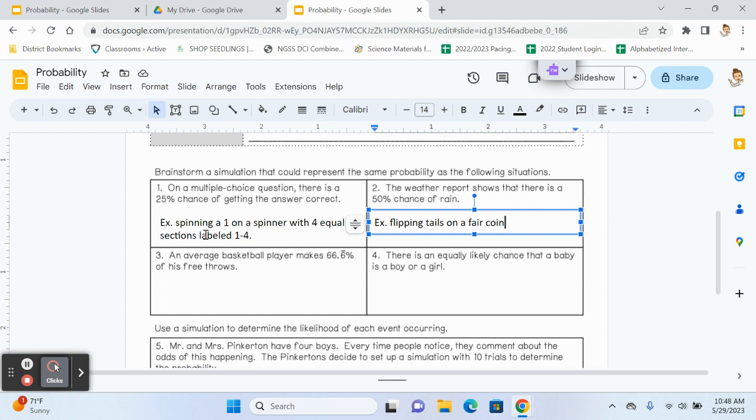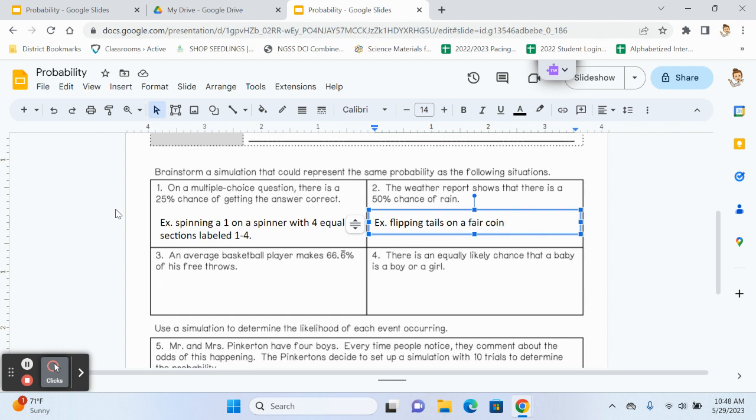The next one, an average basketball player makes a 66.6, and that little bar above the 6 means that 6 goes on forever and ever. So what this number really is, 66.666666666% of his free throws. This one's a little bit more difficult because you have to know what 66.66666% actually means. And in this case, I know that 66 point blah, blah, blah, 66% is 2/3. So I need to think of something that would be 2/3.